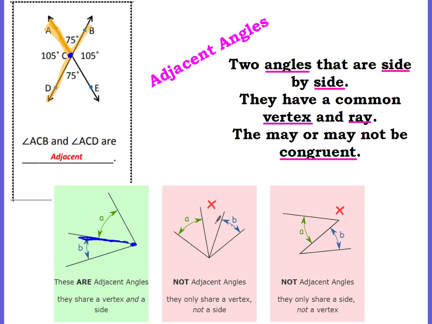Okay, these two, A and B, these are not adjacent. They share a common vertex, yes, but they don't share a common ray. They're not side by side. And this one right here, although they have a common side, the vertex for A is right here, and B's vertex is down here. They don't share a common vertex, so those are not adjacent. So pretty much, adjacent angles are angles that are side by side. They share a ray, and they share the vertex.